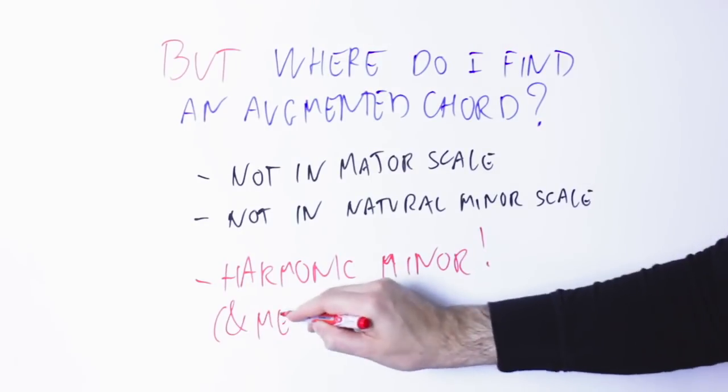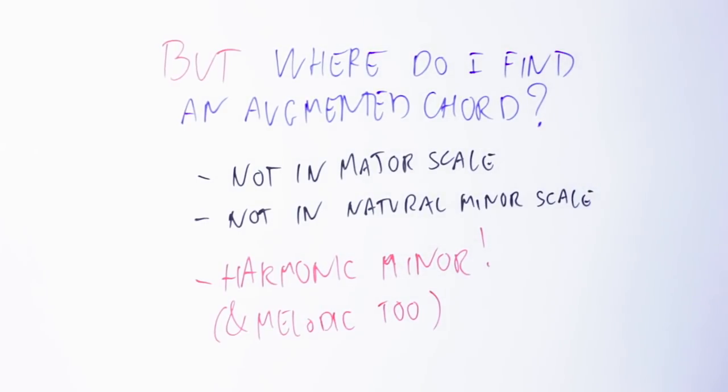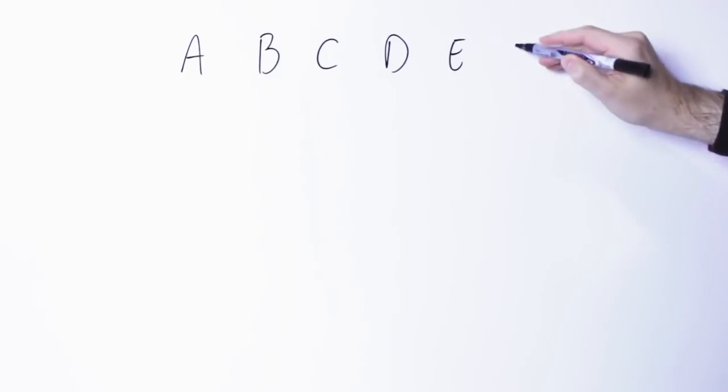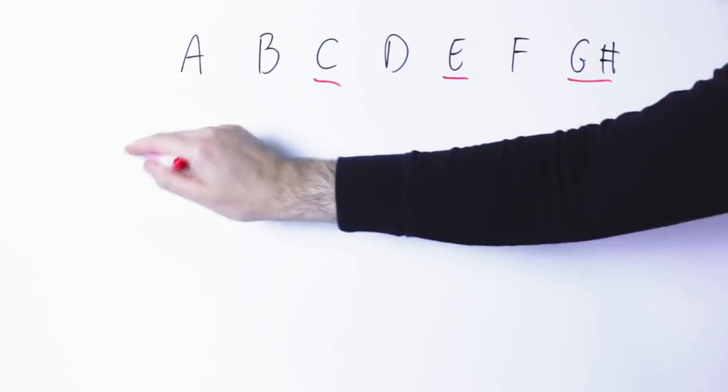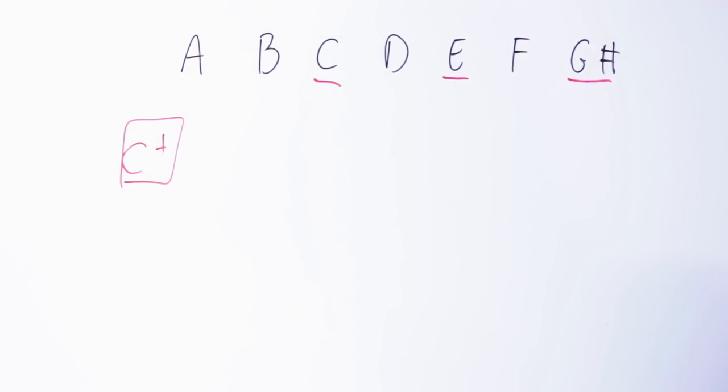scale. And yes, I can find one in the melodic minor too, but in this case I only need the harmonic minor. So let's take for instance the A harmonic minor scale. A, B, C, D, E, F, G sharp. Well, if I take the notes C, E, G sharp, I have exactly my C augmented chord.